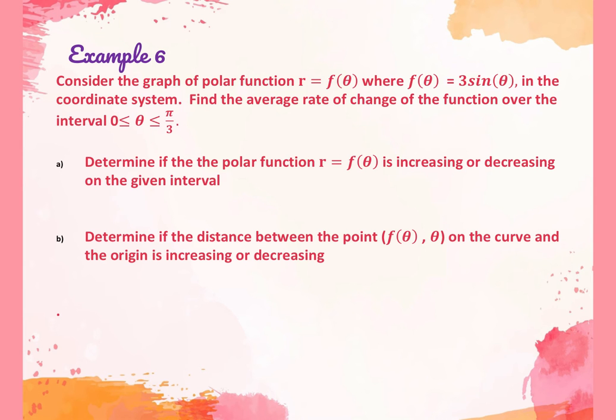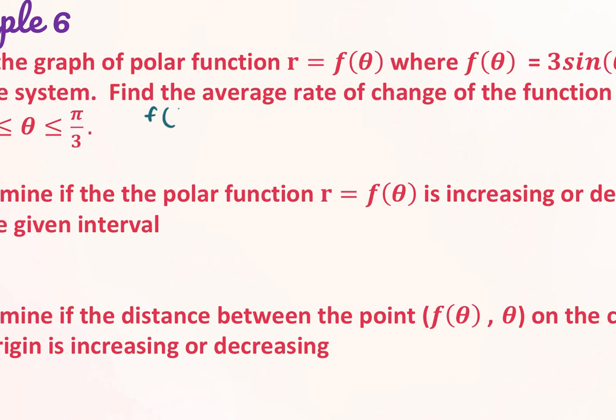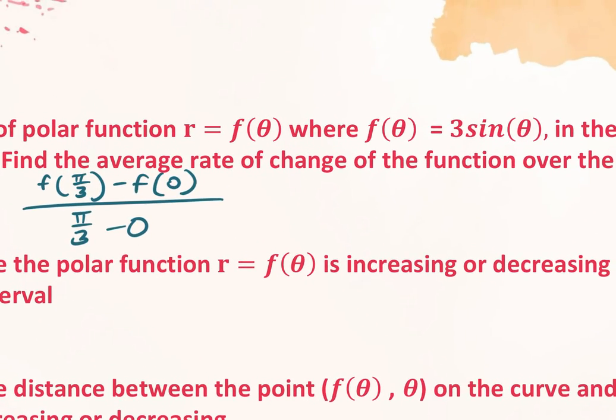All right, example 6 says, consider the graph of the polar function r equals f of theta, again, where f of theta is 3 sine theta in the coordinate system. Find the average rate of change for the function over the interval of 0 to pi over 3. So I'm going to first find the average rate of change, right? So f of pi over 3 minus f of 0 over pi over 3 minus 0. And then I plug in.